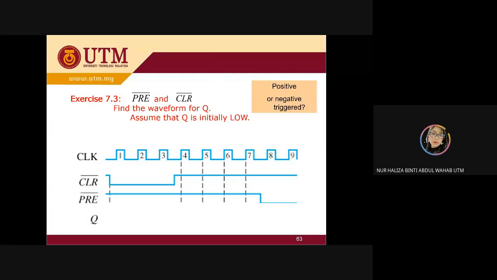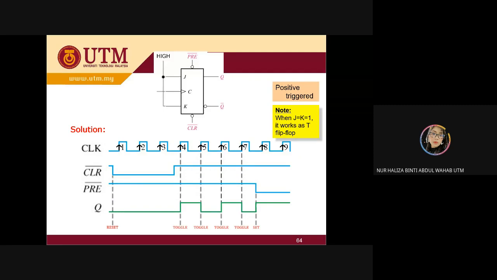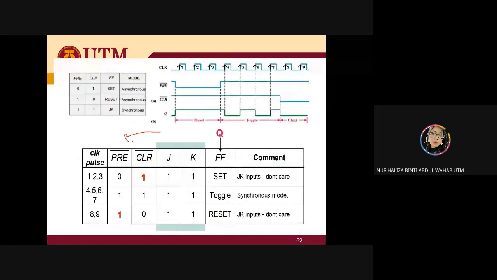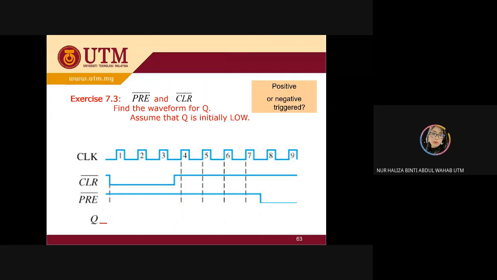Okay, for this one, pre and clear, find the waveform, assumed to be 0. Where is the clock? It's been given a clock. Supposedly it's going to be, okay, because it's already given the dotted line, I think it's going to be at the positive. Supposedly the question mentions whether it is positive or negative. If it is not mentioned, it's going to draw you the symbol. So here you need to see the changes at the pre and clear first.